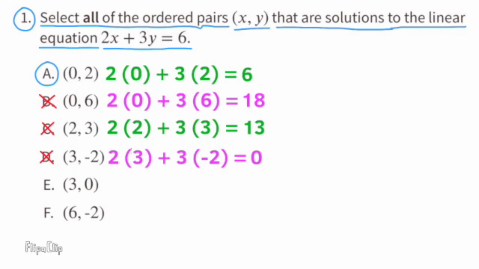E. Substitute the x with a 3 and substitute the y with a 0. 2 times 3 plus 3 times 0.